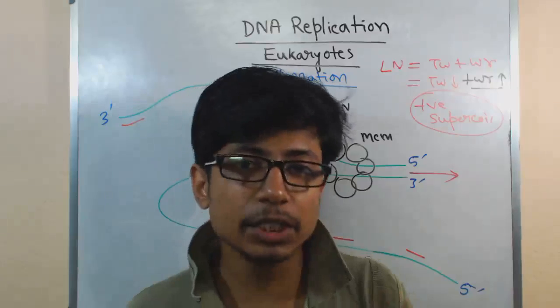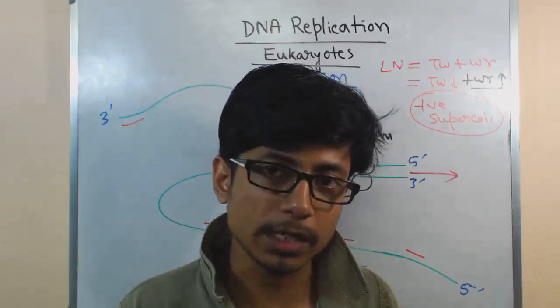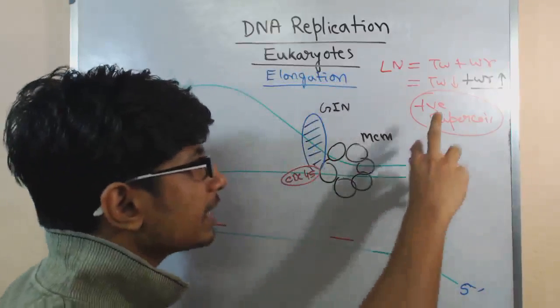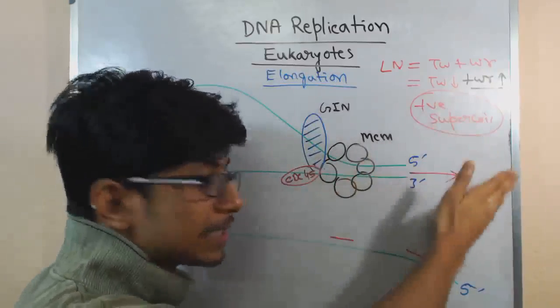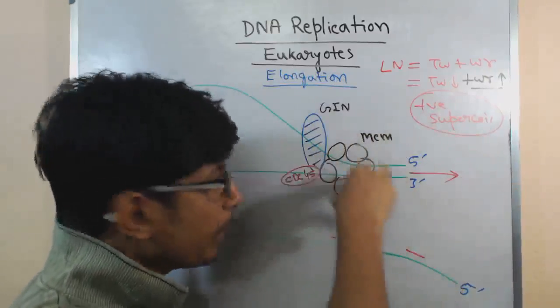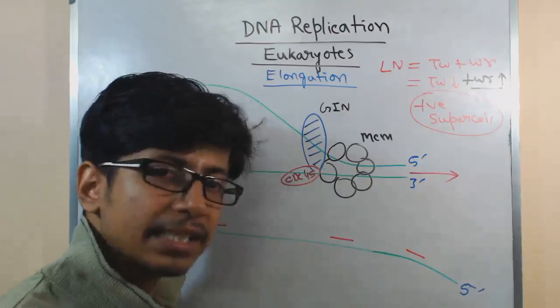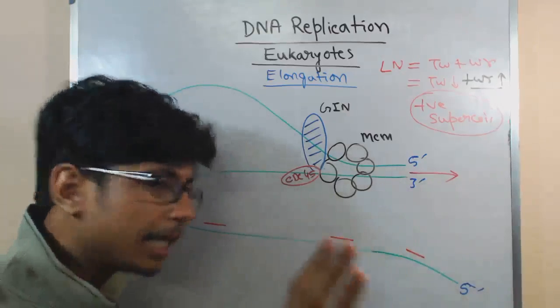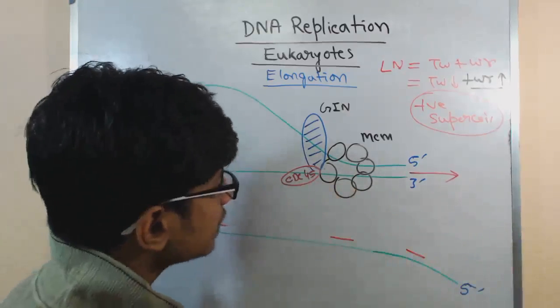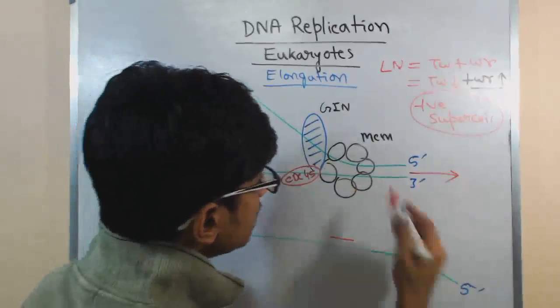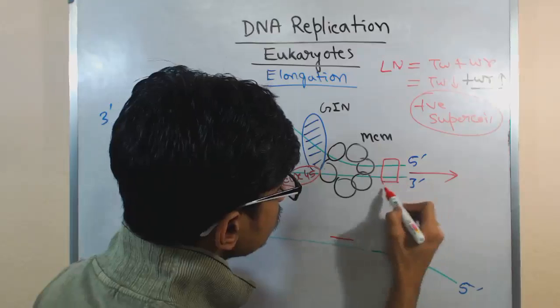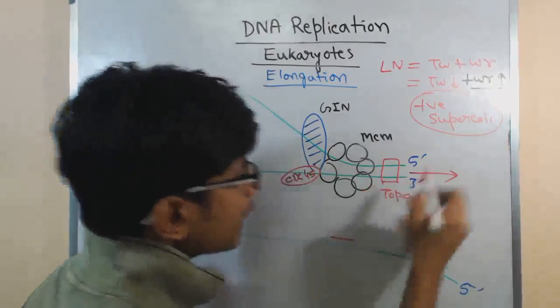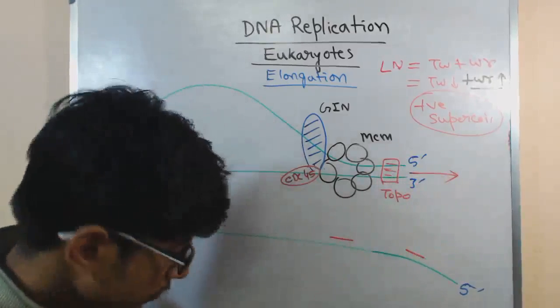Topoisomerase releases the tension by removing the supercoils. Here the topoisomerase can release this positive supercoiling in the downstream region, so that the melting complex can move and DNA synthesis can go on, right? So that is the idea I want to talk about. Topoisomerase is acting somewhere upstream. Let's imagine here, this is topo, acting upstream.